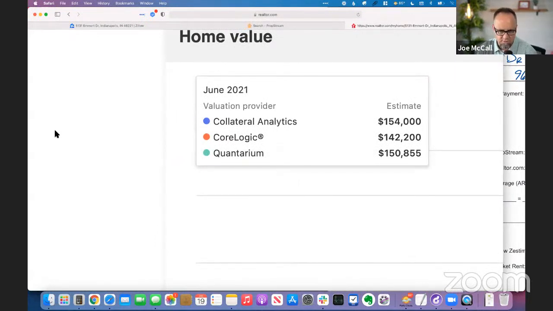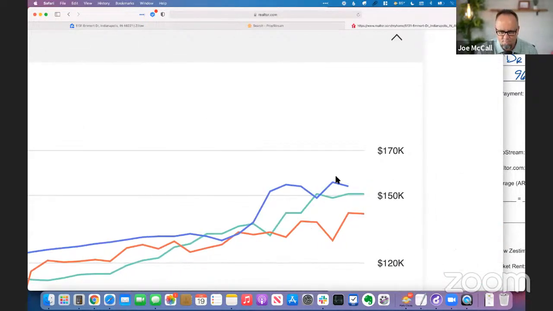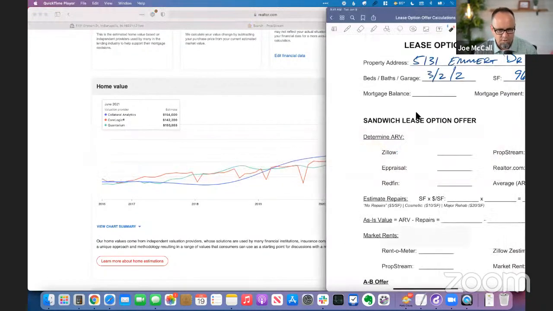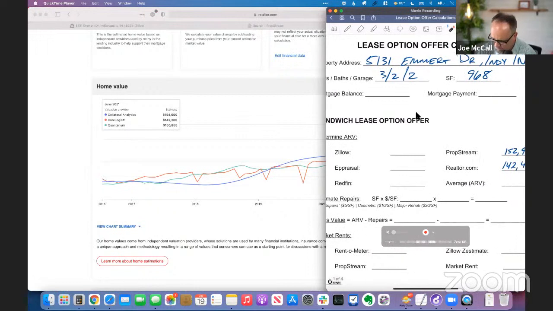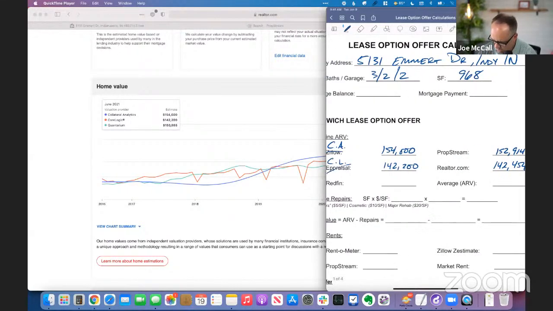It gives me collateral analytics is 154. So I'm going to go here. Dang it. You see how it moved? All right. So just trust me on this. We'll go here to here and collateral. I'm just going to use collateral here, right? Collateral analytics is 154. And appraisal doesn't work. So I'm going to use Core Logic. Okay. Core Logic, 142,200. And we'll look at Redfin here in a second.